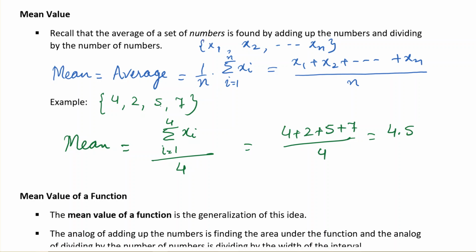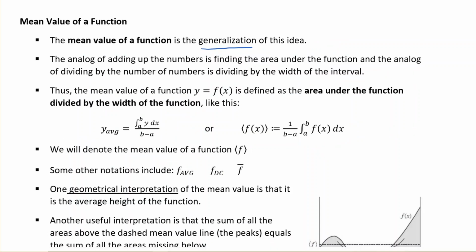Now let's move to the idea of the mean value of a function. The mean value of a function is the generalization of this idea. Corresponding to adding up the numbers, we find the area under the function. So the analog of adding up the numbers is finding the area under the function, and then we divide by the number of numbers. That is similar to dividing by the width of the interval.